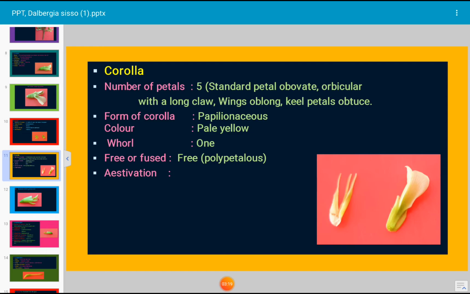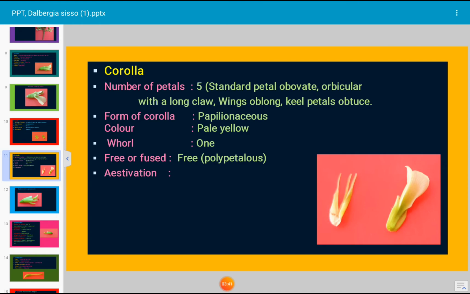Next, this is the corolla of Dalbergia sisso. There are 5 petals present in the corolla, and standard petal is ovate and orbicular with a long claw as shown in the photograph. Wings are oblong. Keel petals are obtuse. And form of corolla is papilionaceous. Color of corolla is pale yellow.